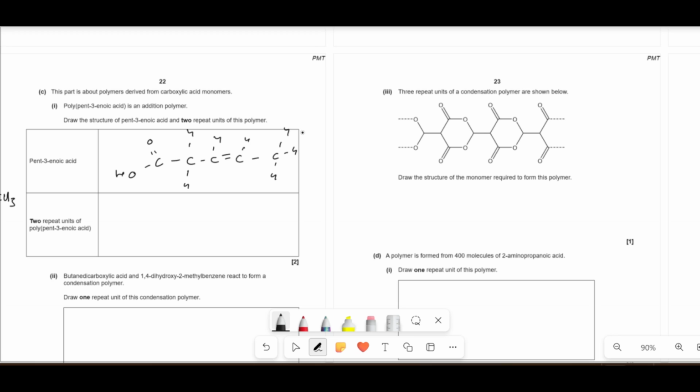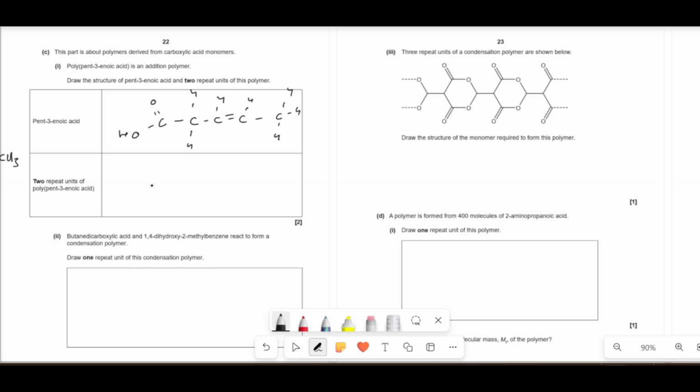There you go. So if I draw 2 repeat units of this, you open up the double bond and everything on either side comes to a piece like that. So C, C, H, H, and then what's that? On one side, that's going to be the outer part. So I'm going to put that there, H3C, that bond's open. And then on this side, we have all the rest of it. So what's that? CH2, COOH, CH2, COOH.